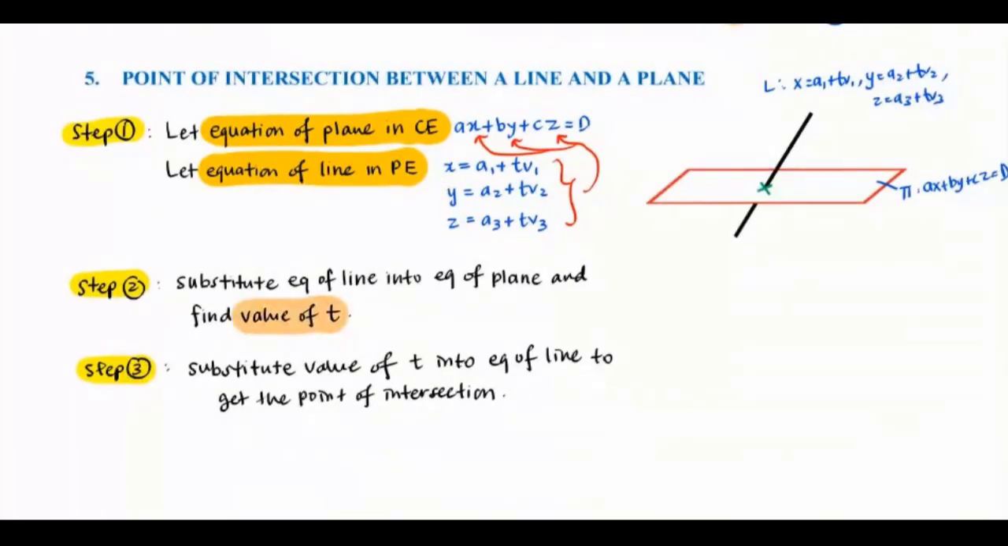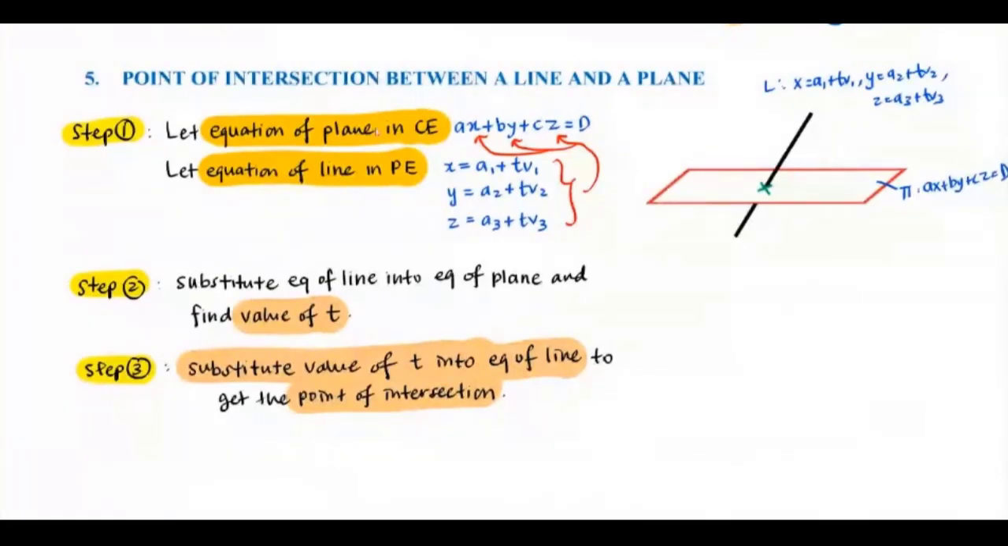Okay, so once you have the value for t, kita akan substitute balik value of t ke dalam equation of line untuk dapatkan point of intersection. Okay, so that's how we solve for intersection between line and plane. Shall we proceed to example? Okay, Miss. Okay, kasih jalan.